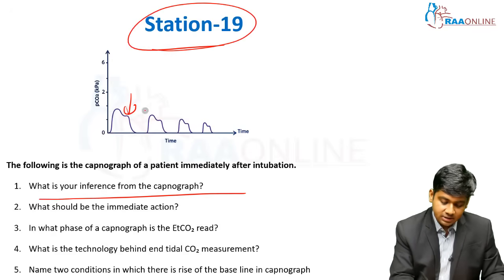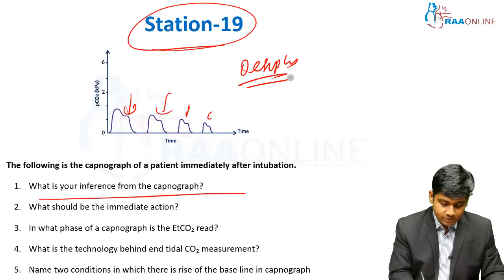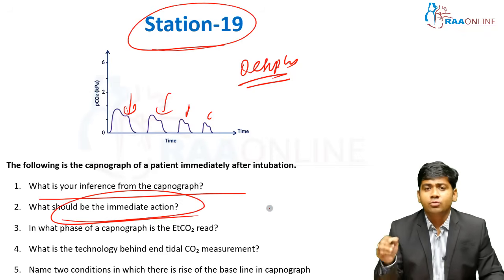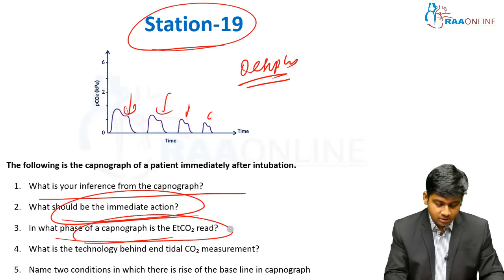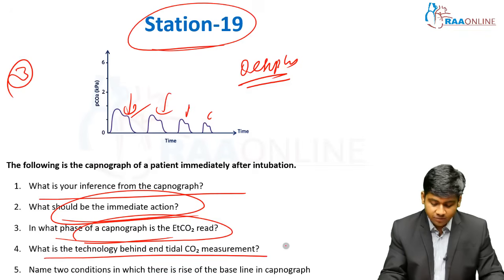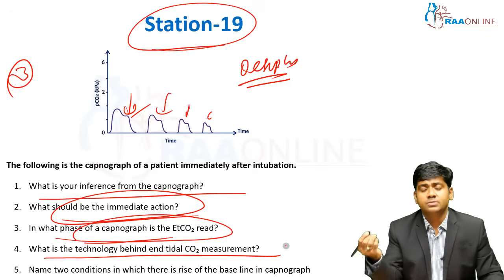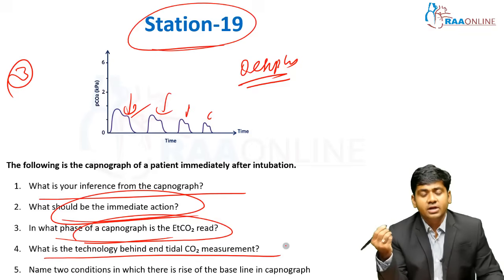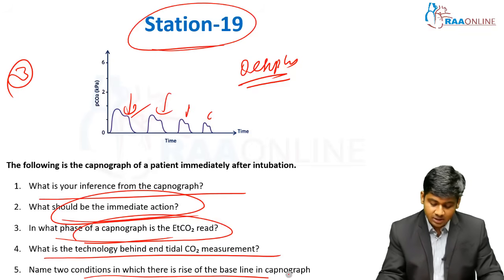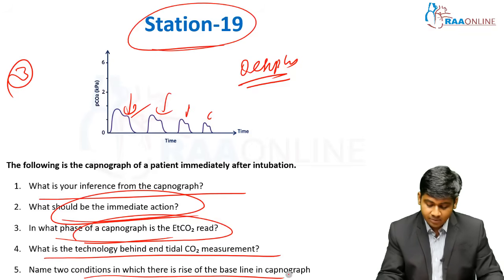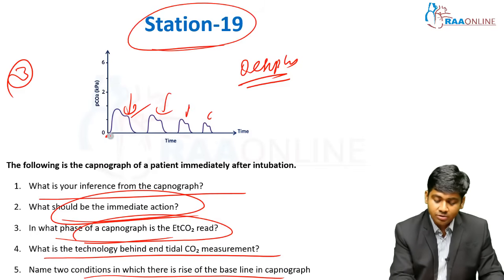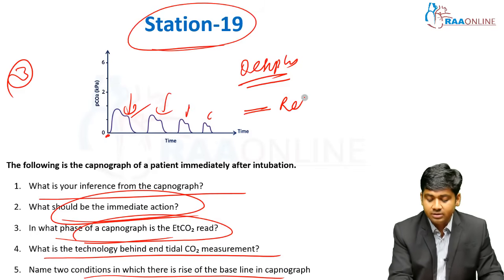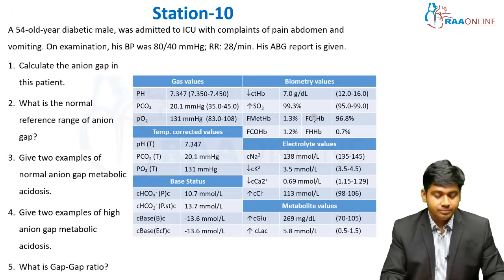Capnography decrease, esophageal intubation. Immediate action: remove the endotracheal tube and do immediate re-intubation. What phase of the capnography is the EtCO2 read? It's phase 3. Technology behind the EtCO2 measurement: spectroscopy and chemical colorimetry. Name the 2 conditions in which there will be a rise in the baseline. So, rebreathing. Here the baseline should be touching 0, so if the baseline is touching 5, that is the answer of rebreathing.